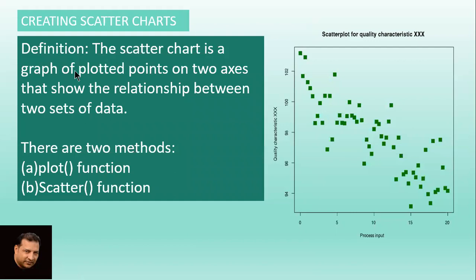Scatter chart is a graph of plotted points on two axes, that is x and y axis, that show the relationship between two sets of data. Now we have two methods to create a scatter chart as it is given on right hand side. This is a scatter chart. First method is using plot function, as we have discussed this already in earlier lecture. Second method is scatter function. We will see them one by one.